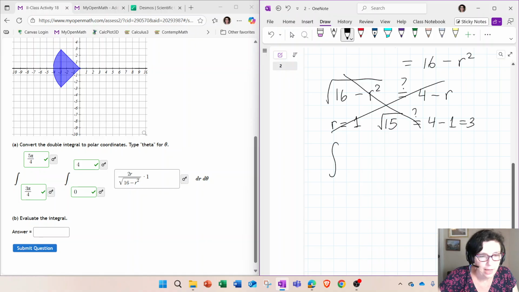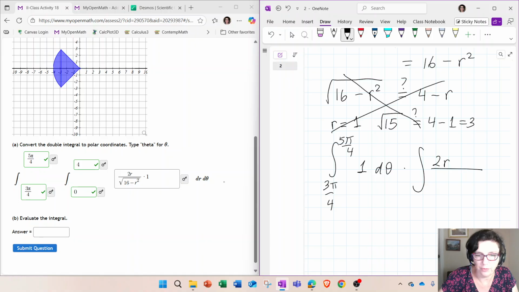So you can then split it, because also the limits must be numbers. If the limits had variables, you wouldn't be able to split it, but they don't. So this is just 1 d theta multiplied by 2r divided by square root of 16 minus r squared dr.